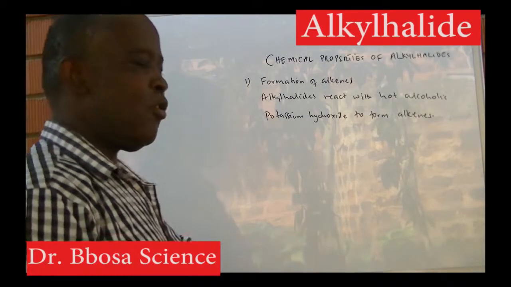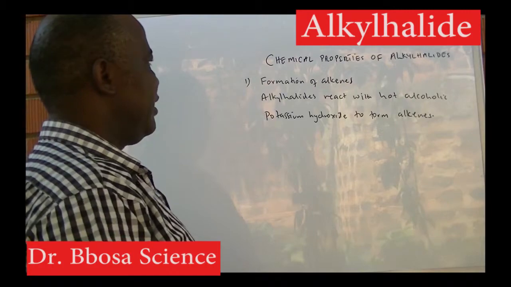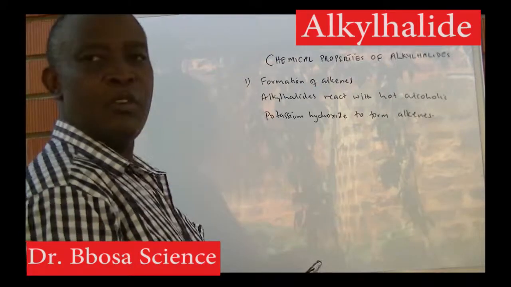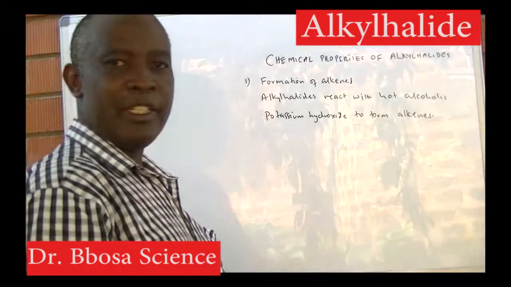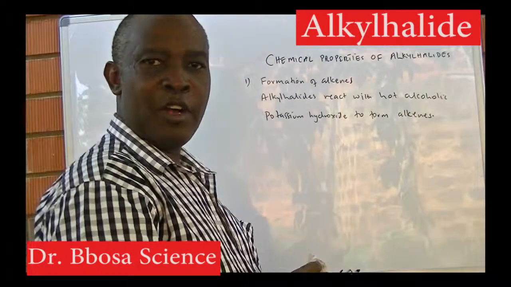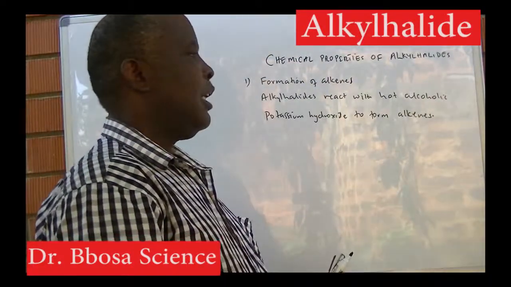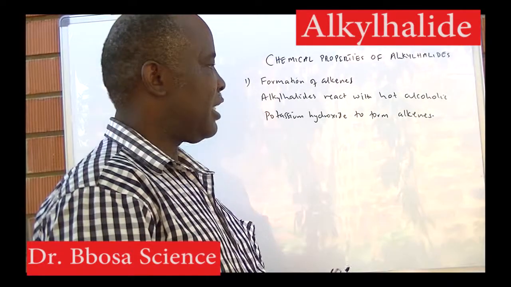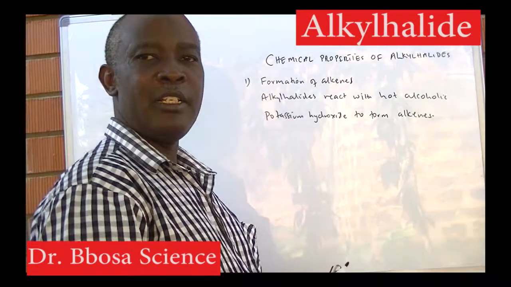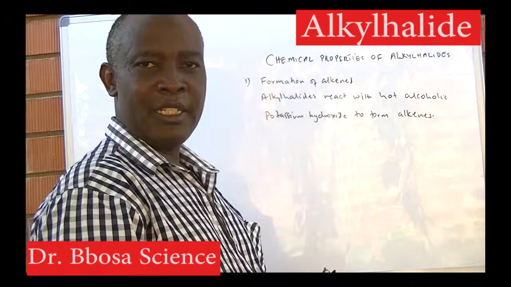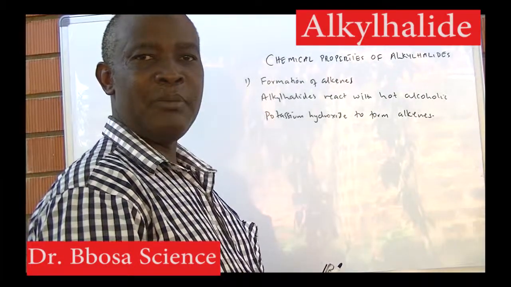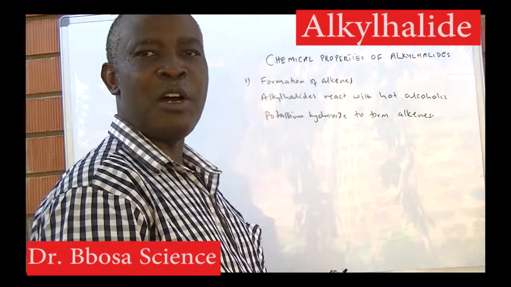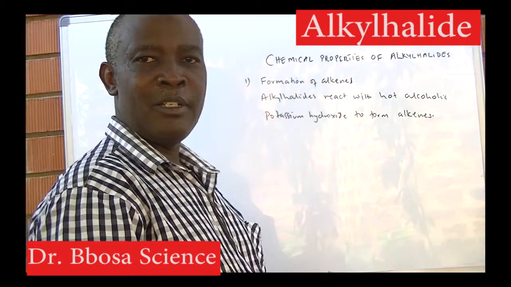Chemical properties of alkyl halides. 1. Formation of alkenes. Alkyl halides react with hot alcoholic potassium hydroxide to form alkenes. The mechanism depends on the type of alkyl halide.